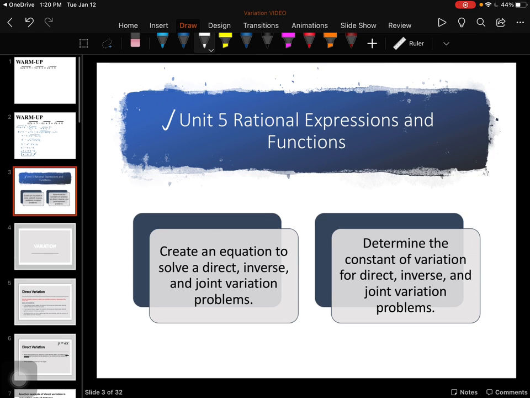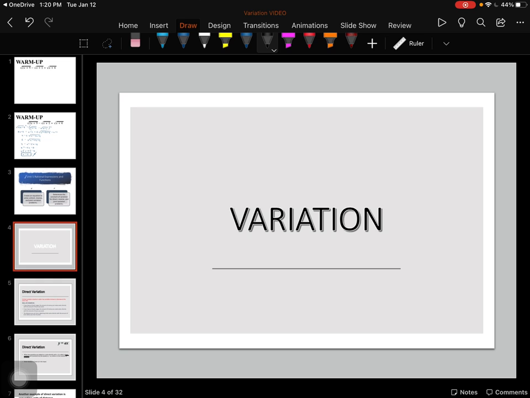You don't need to worry about writing these down. That's not necessary, just so we know what we're going to be learning about. Feel free to pause the video whenever you want if you need time to write stuff down or anything like that. So the first topic that we have to talk about is variation. We're going to do 4 different kinds of variation throughout this lesson.